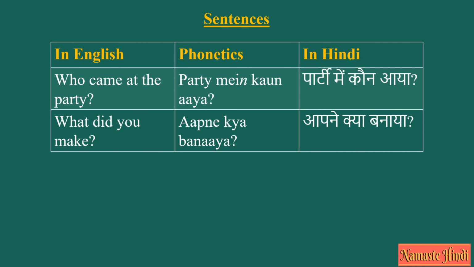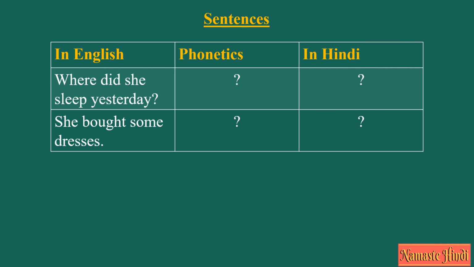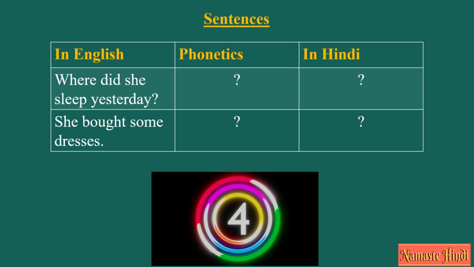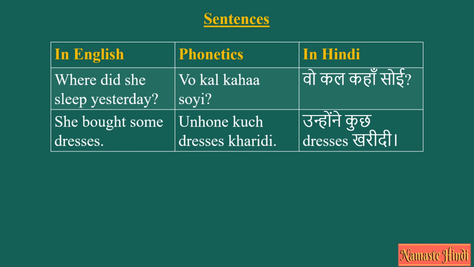Who came at the party? पार्टी में कौन आया? What did you make? आपने क्या बनाया? Where did she sleep yesterday? वो कल कहाँ सोई? She bought some dresses. उन्होंने कुछ ड्रेसेस खरीदी.